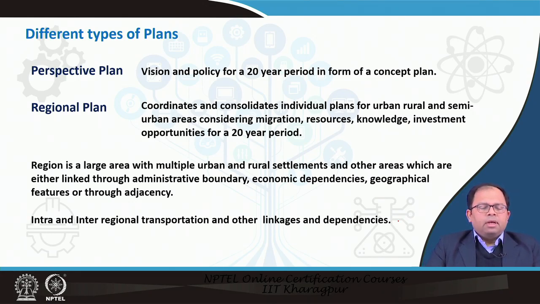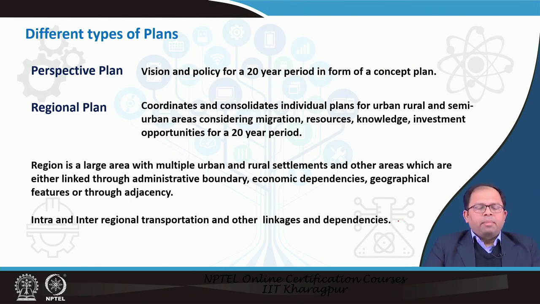So I could summarize that by saying a region is a large area with multiple urban and rural settlements and other areas which are linked through administrative boundaries, economic dependencies and geographical features, or through adjacency. That means usually the area that we take up for a region has to be adjacent. Different parts of the area should be adjacent. For example, there are 2 or 3 urban areas. If they are nearby, then only we will constitute a regional plan for that area. If they are too far apart, there is no point in having a regional plan.